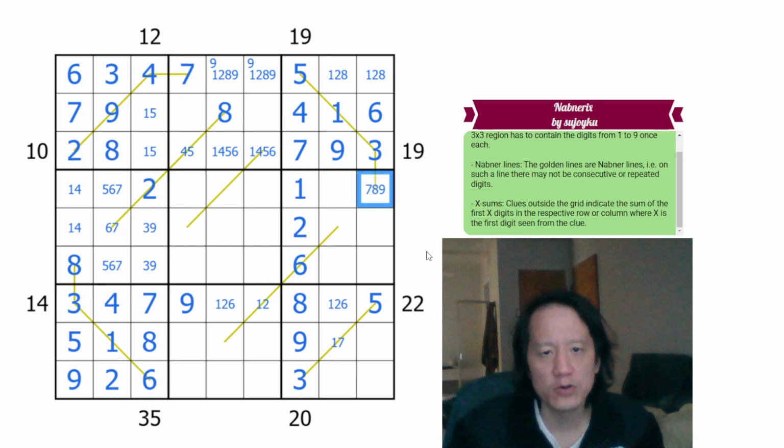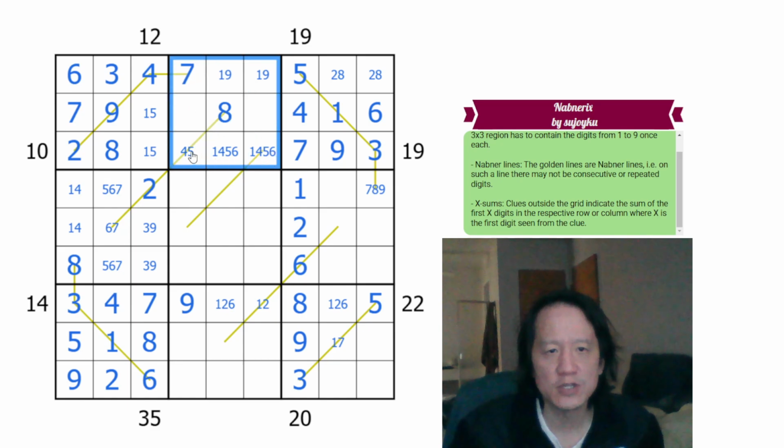This can no longer be 1 because of the Nabner line. These can't be 1, and these can't be 2 or 8. So this is a 1, 9, 1, 9 pair in box 2, which means the rest of the box cannot contain 1 or 9. So this can't be 1. We have a 4, 5, 6 triplet. Therefore, 4, 5, and 6 can't be in the rest of the box. So this must be 2 and 3 and 2 and 3. So this can't be 1 anymore. So this must be a 5. This has to be a 1 then because of that.